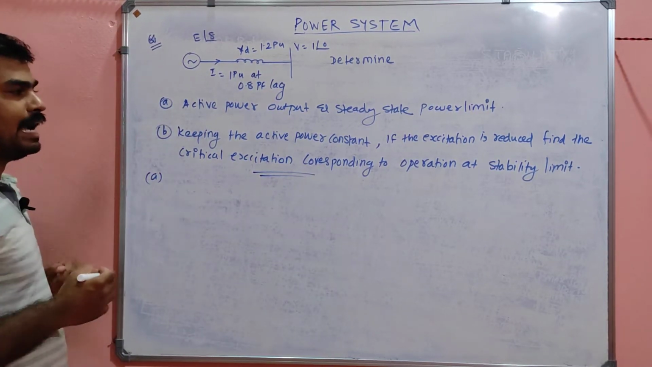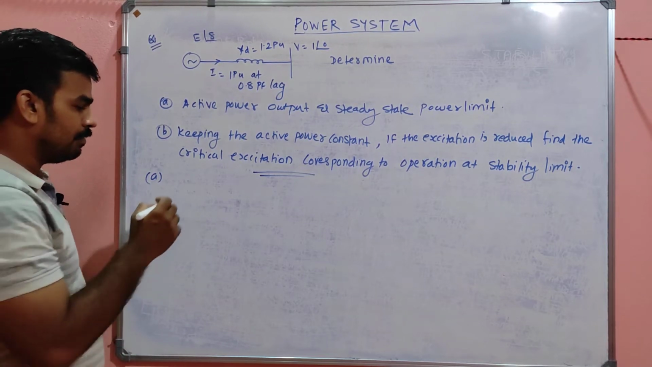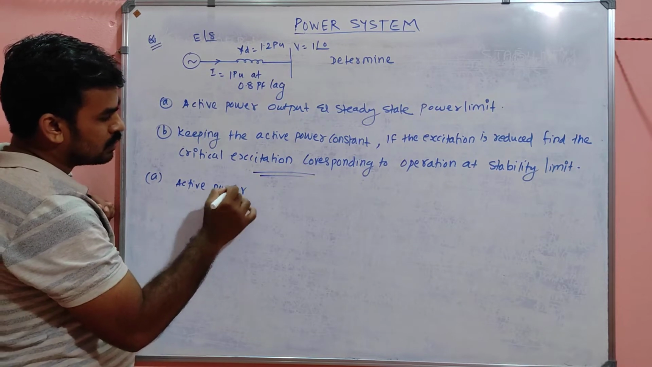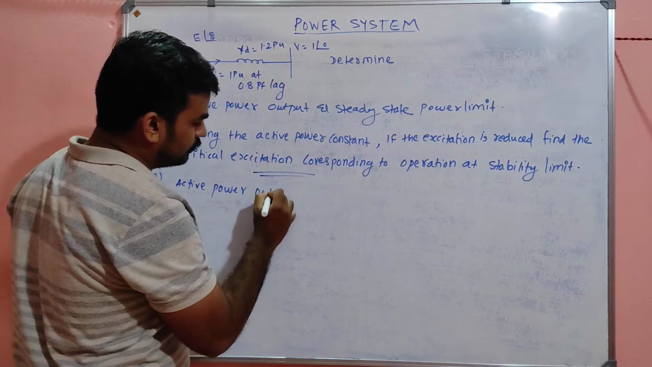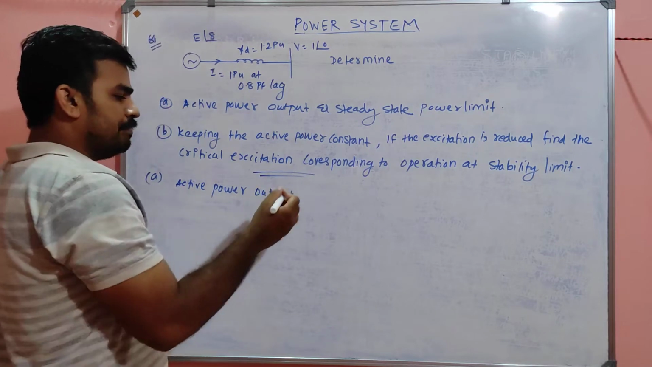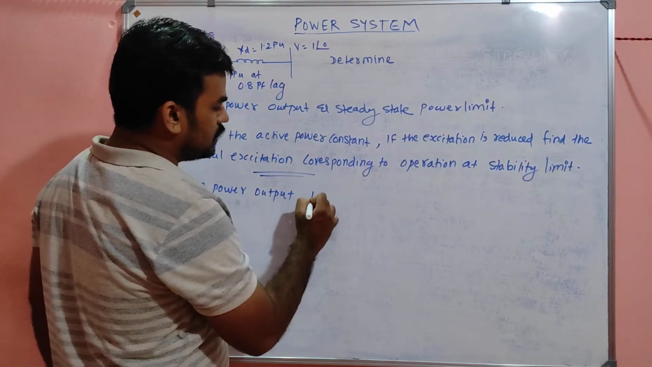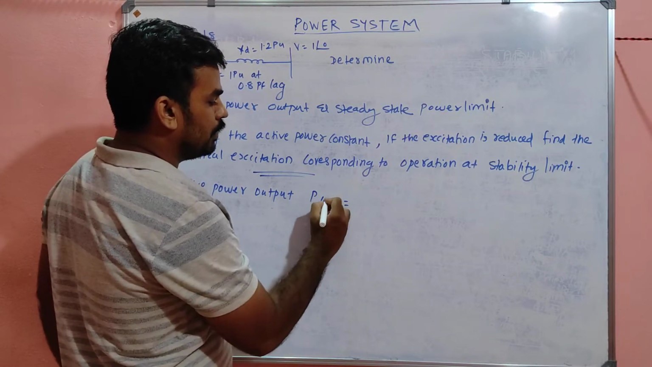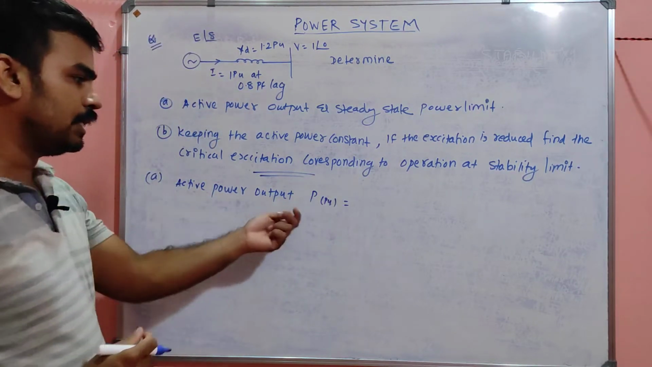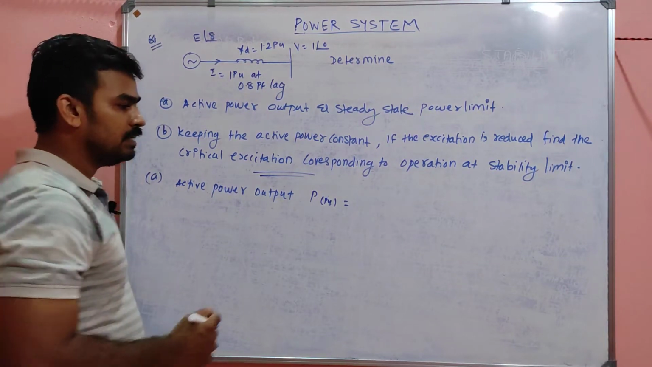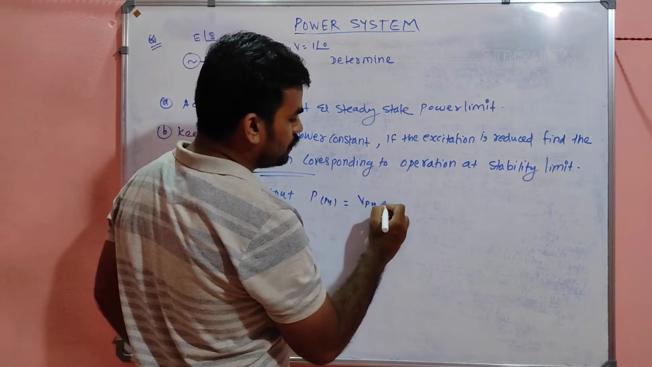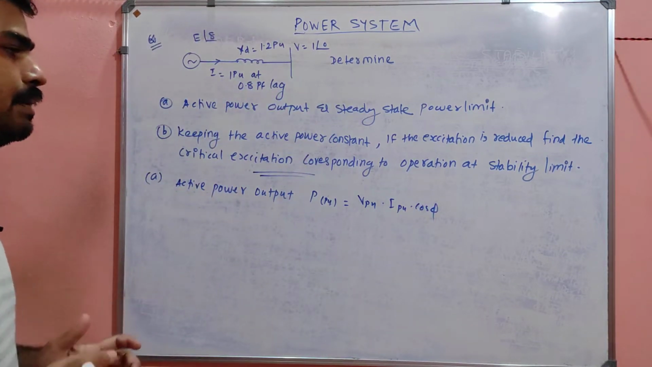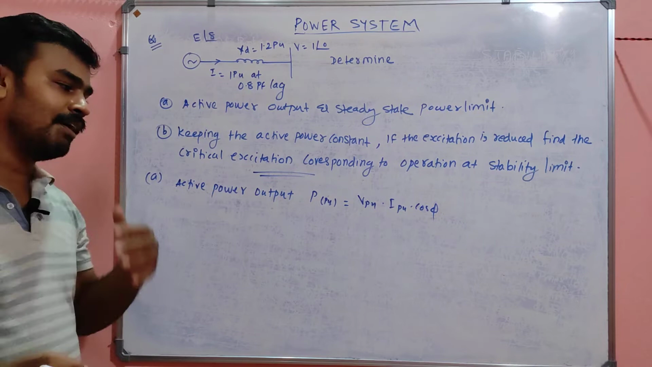First of all, we have to find the active power output. If it's given in terms of per unit quantity, it is very easy to find. The active power per unit, P per unit, is V per unit into I per unit into cos phi. Simply V per unit into I per unit into cos phi will be the active power output.